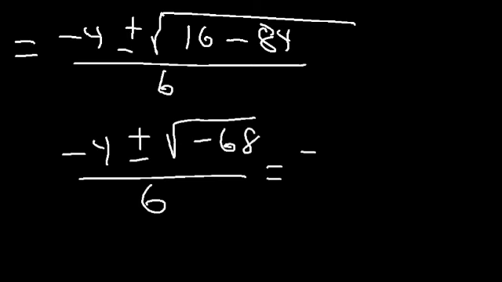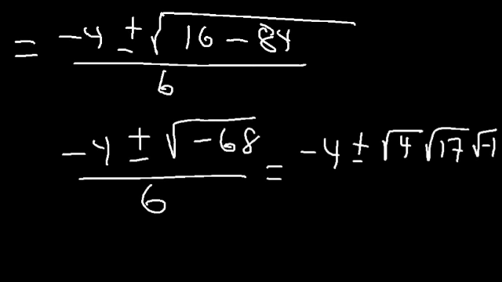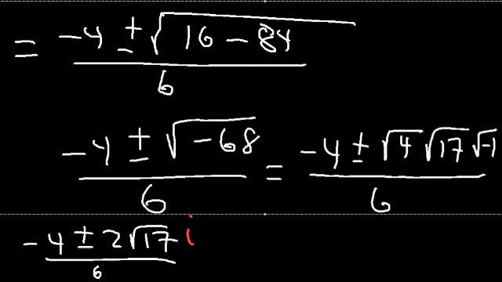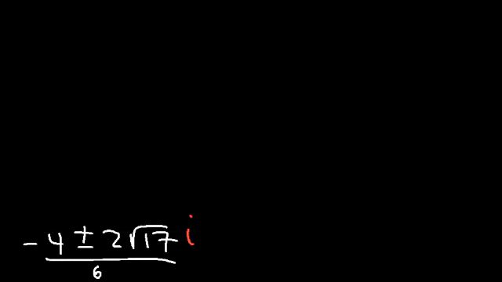The square root of 68 is basically the square root of 4 times the square root of 17. 4 times 17 is 68. Now let's not forget the negative 1. The square root of 4 is 2, and the square root of negative 1 is i. So this is what we have at this point. So there's two answers, but let's separate it into two fractions.